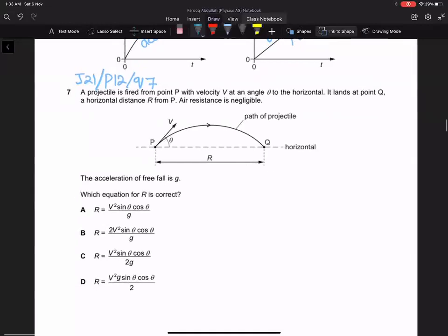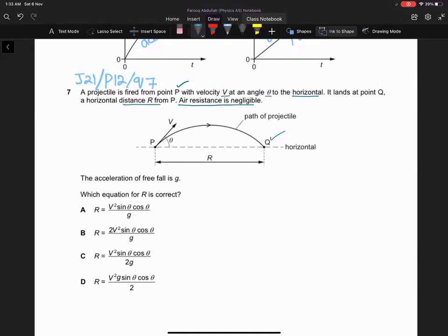This is June 21, paper 1, 2, and question number 7. A projectile is fired from point P with velocity v at an angle theta to the horizontal. It lands at point Q as we can see, a horizontal distance r from point P, the point of firing. Its r is basically its range.